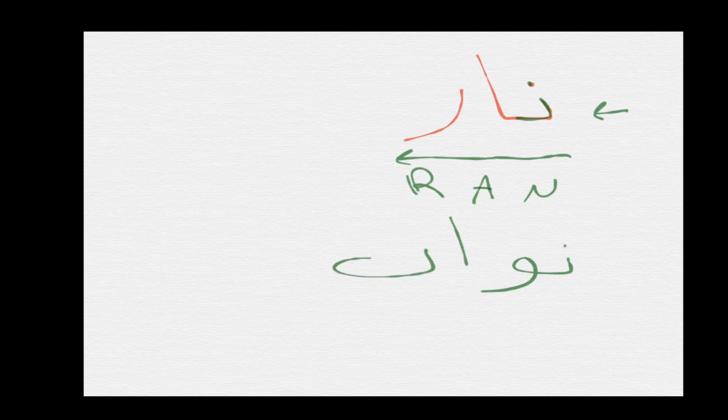Another example, the word Nuwab. Nuwab means MPs. That's the letter N written at the beginning. N with a long vowel U followed by R, so you'd pronounce it Nuwa. Nuwa, and the final letter is the letter B, you'd pronounce it Nuwab.